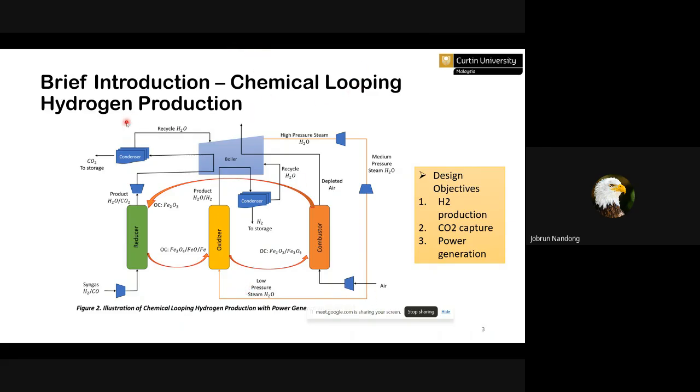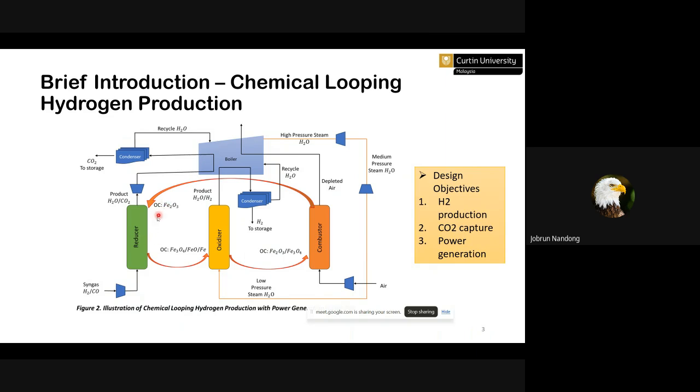So what is chemical looping hydrogen production? This is just an illustration of a process where we can produce hydrogen. Here we have three reactors. We can have two reactors as well, but in this configuration we have three reactors, namely the reducer, which we're going to model later on, then the second one, the oxidizer, and the third one, which we call the combustor.